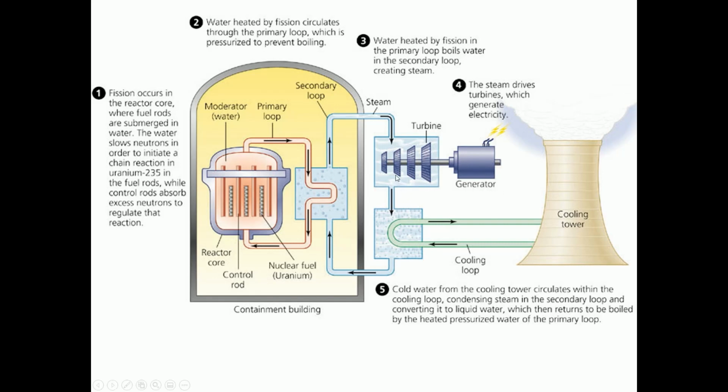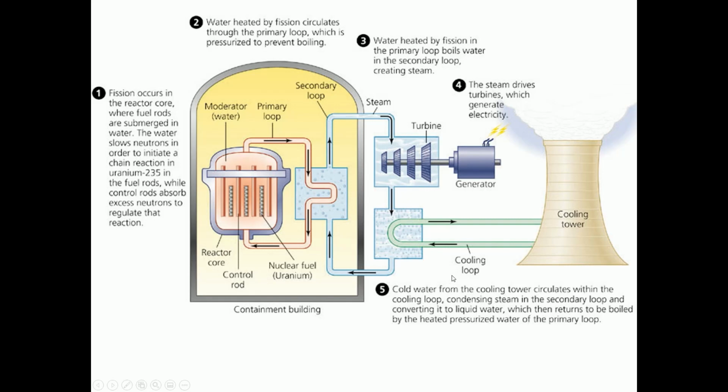Number 4, the steam drives turbines which generate electricity. Number 5, cold water from the cooling tower circulates within the cooling loop, condensing the steam in the secondary loop and converting it to liquid water, which then returns to be boiled by the heated, pressurized water of the primary loop. So there's 3 loops of water here. You have the primary loop, secondary loop, and the cooling loop.